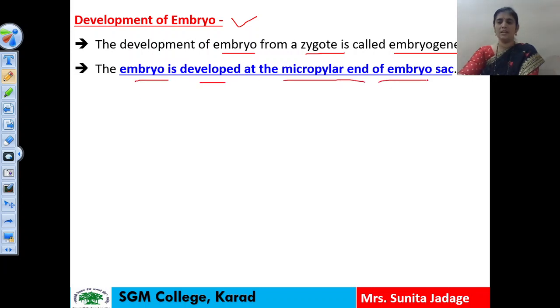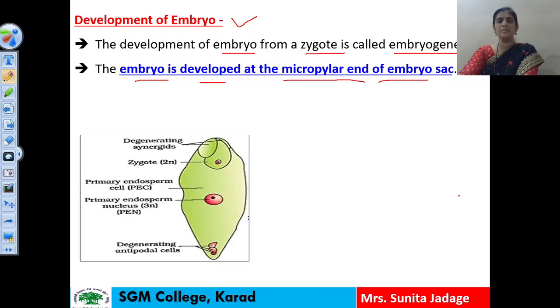of the embryo sac. As we have seen during double fertilization, the egg apparatus is present at the micropylar end, and here the egg and male gamete fuse to form the zygote, which is present at the micropylar end. So developmental stages of the embryo are taking place at the micropylar end. So let us see in the diagram here.